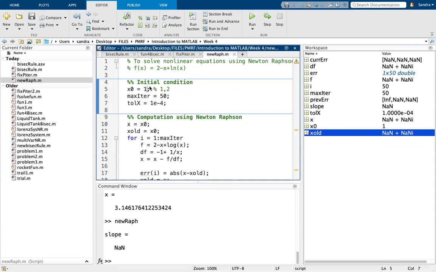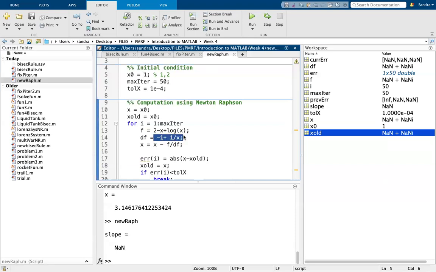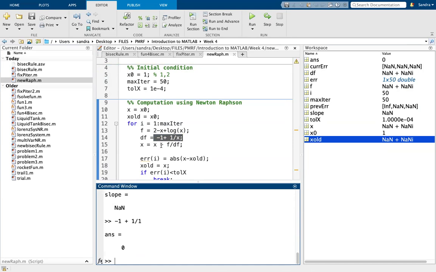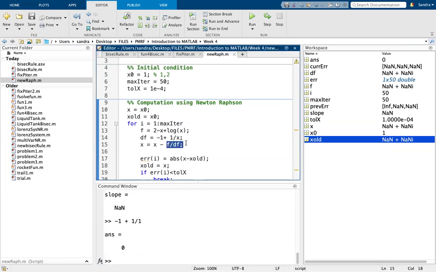This is not converging because when x is equal to 1, you can see here df. What is df? For x equal to 1, it will be minus 1 plus 1 divided by 1, which is 0. Your formula is f divided by df. So when I use x equal to 1, df is equal to 0, and I have a term in the equation f divided by df. You can't divide a number by 0. This will reach infinity.